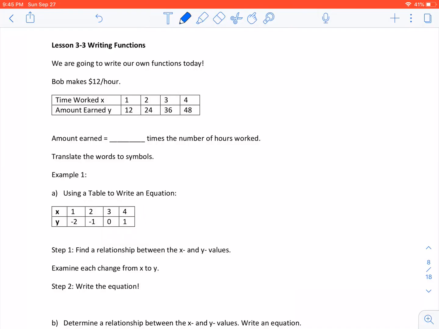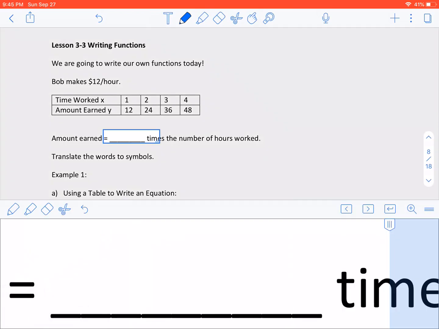Welcome to 3.3 Writing Functions. So today we're going to look at tables or ordered pairs and determine the function that creates those ordered pairs. So let's start with the first example.